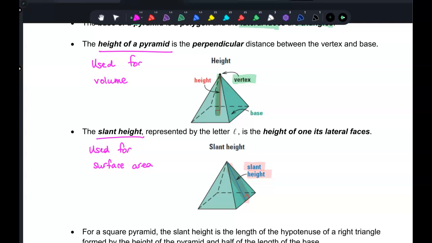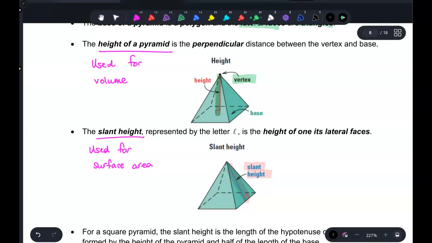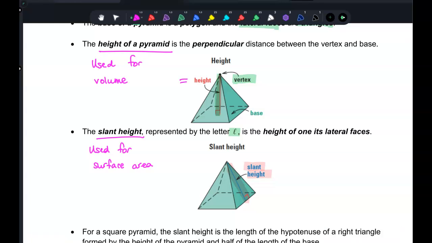Okay, so we're going to use slant height. For slant height, we use the cursive letter L. For height, we use the lowercase letter h. And this is true for any geometry class. If they use that letter L like that, immediately we know that's the slant height.